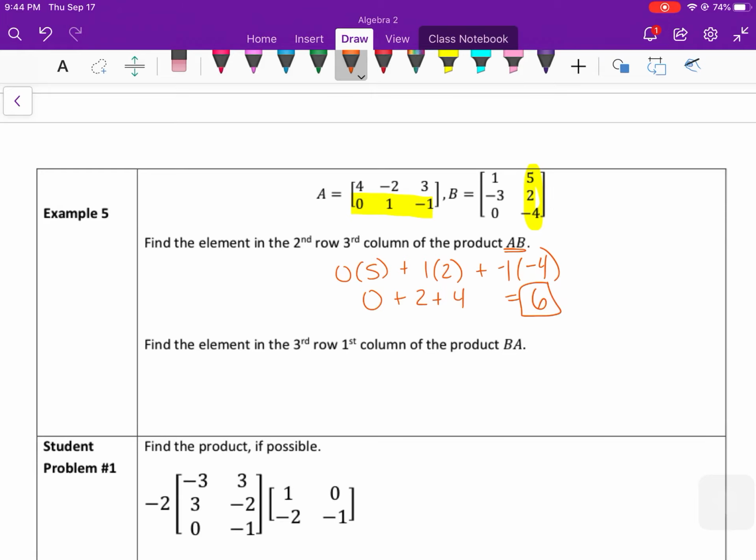Third row, first column of B times A. So that would be going the other way. So third row times the first column, B times A. So that would be 0 times 4 plus -4 times 0. It would be 0.